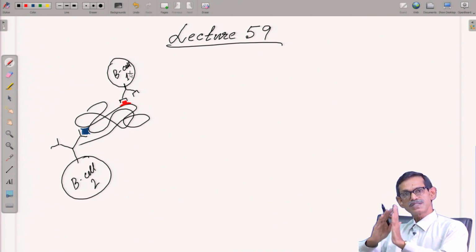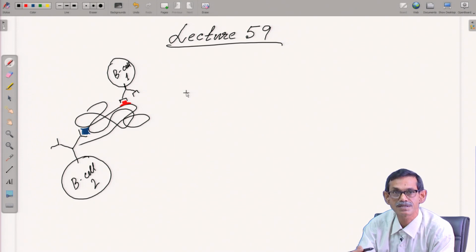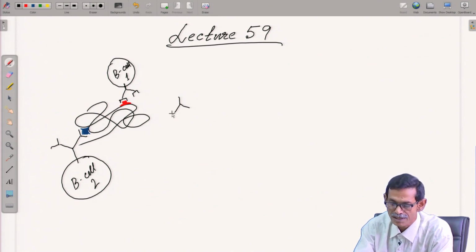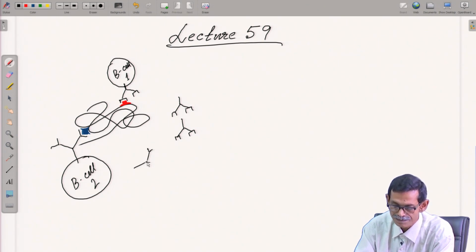Both the B cells will ultimately be converted to plasma cells and produce antibody. After 7 days or around 10 days, we will see antibody like this. And from this B cell, what kind of antibody will be produced? This B cell's antibody will be like this. So, this will be the antibody.